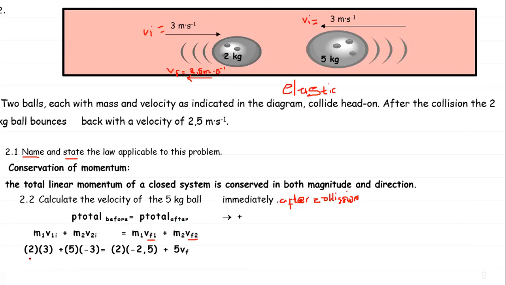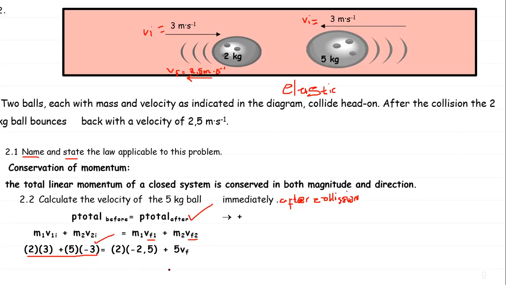Then the mass is 2 kilograms and the initial velocity is 3. And it's positive. Why? Because the 2-kilogram ball was going to the right, and to the right is positive. Plus, then we go to the second ball. The mass is 5 kilograms, but the initial velocity is 3 meters per second in the negative direction because initially it was going to the left, right? So that's one mark there. That is another mark there.